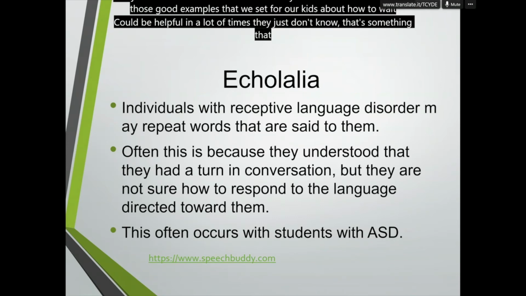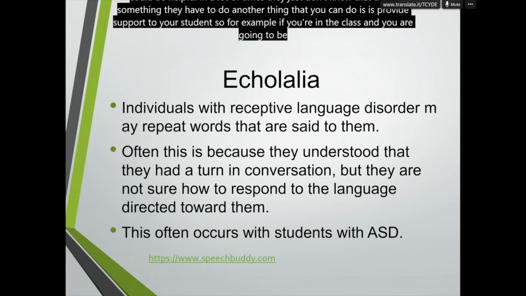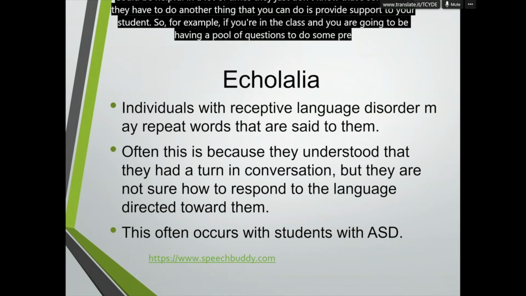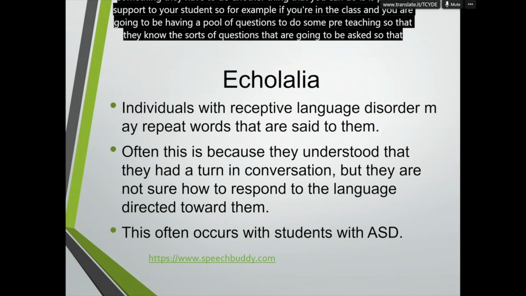Another thing that you can do is provide support to your student. So for example, if you're in the class and you are going to be having a pool of questions, do some pre-teaching so that they know the sorts of questions that are going to be asked so that they can begin to formulate the answer to their question.